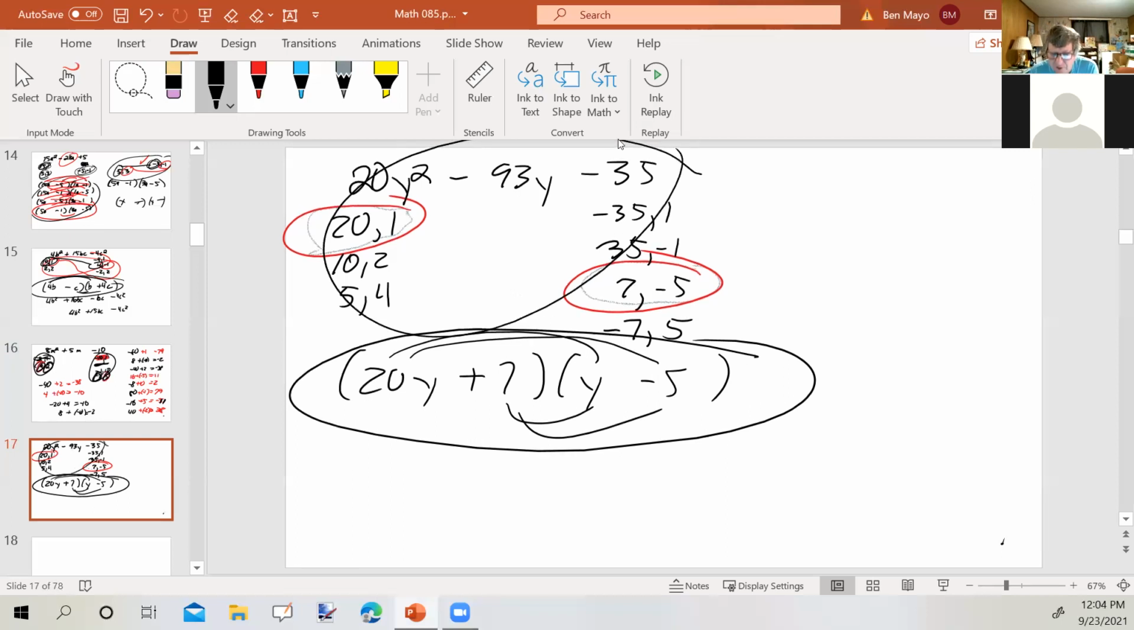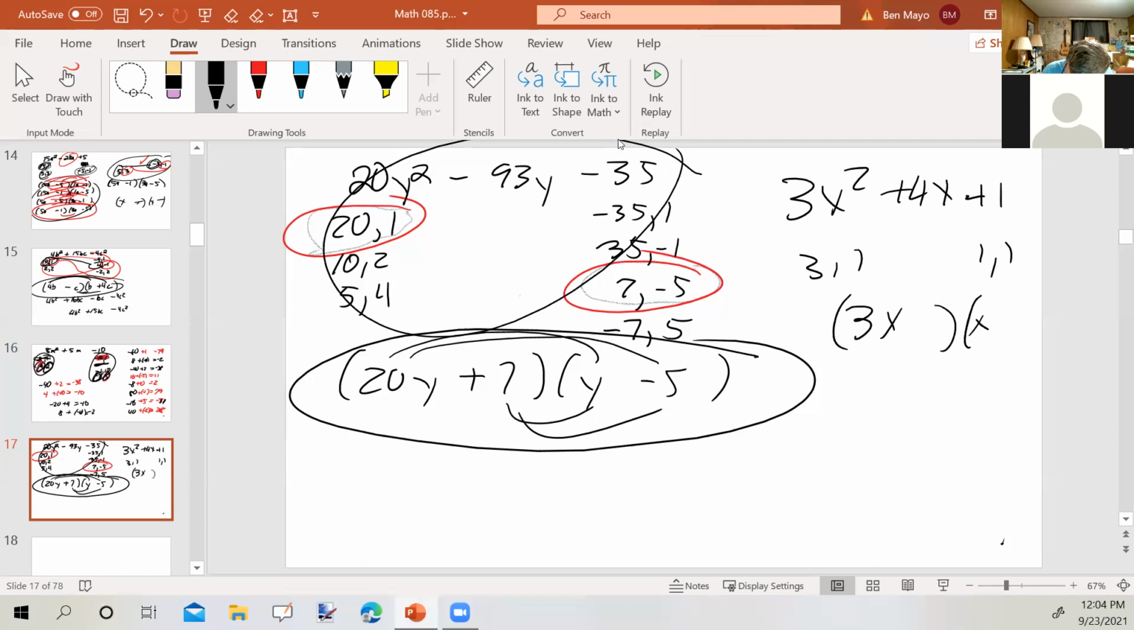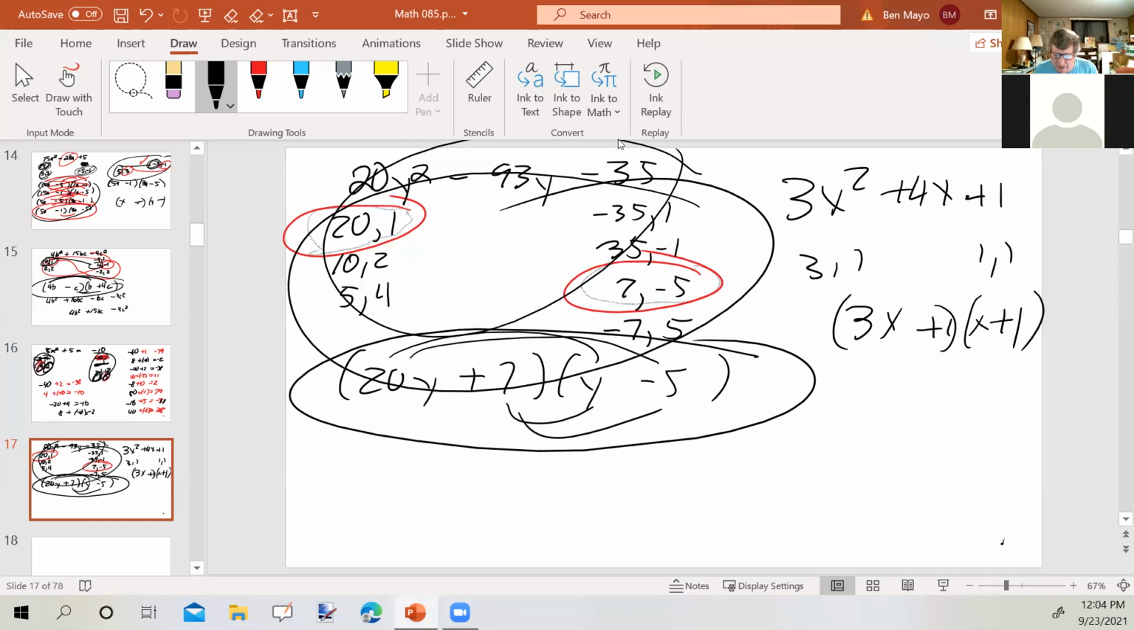Ideally, I would use this method on ones, for instance, the very first one I did, where it's got to be a 3 and a 1 and a 1 and a 1. There's really only one possibility there. That's quicker than going through the whole grouping thing. But when you get something like this, where you've got so many possibilities, maybe the grouping method would be quicker. So you kind of get it. You want to get exposed to both of them, figure out which one you prefer, and go with that one.